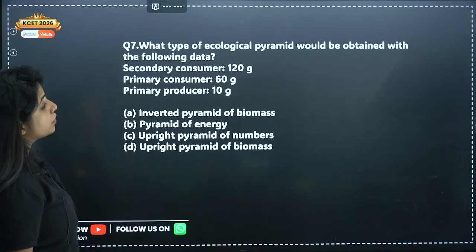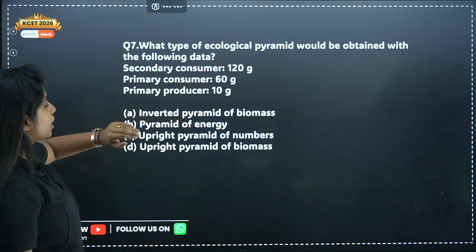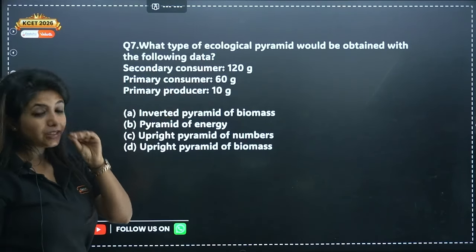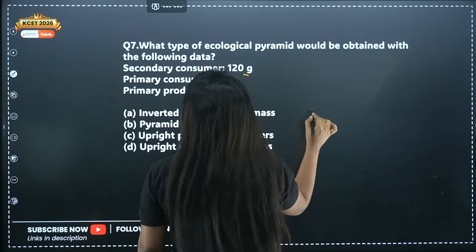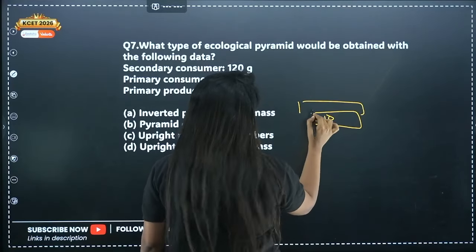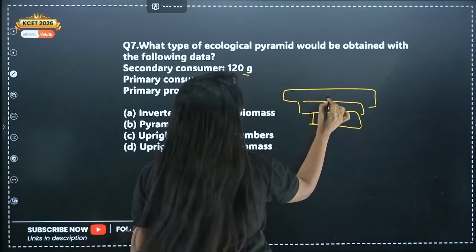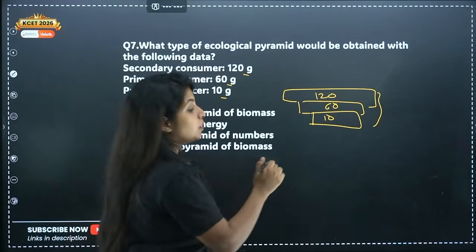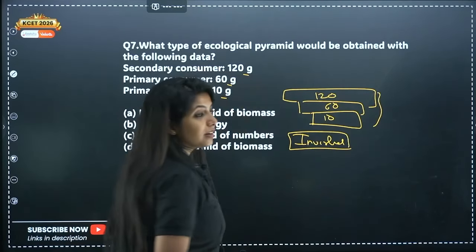Now, what type of ecological pyramid would be obtained with the following data? Secondary consumer 120 gram, primary consumer 60 gram, primary producer 10 gram. So this is a pyramid of biomass because gram is being mentioned over here. Primary producer is 10 gram, primary consumer is 60, and over here secondary consumer is 120. Is this inverted or upright? This is an inverted pyramid.